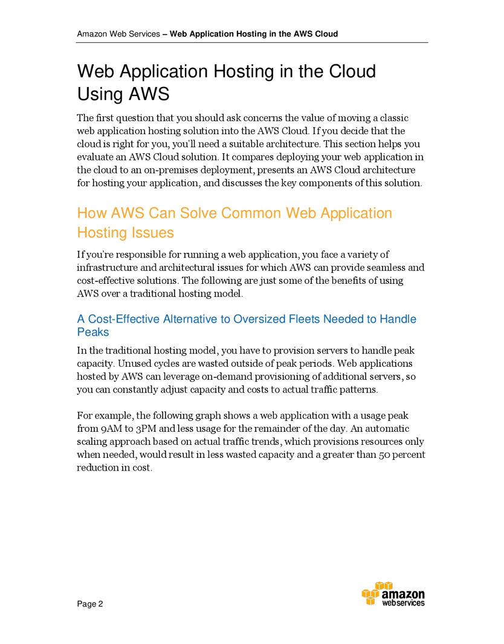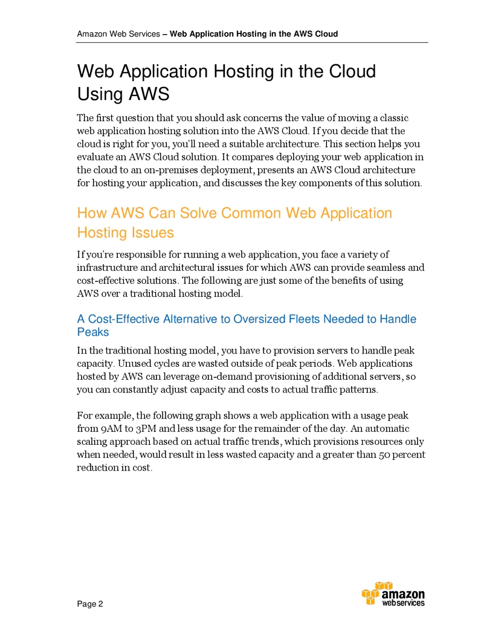Web application hosting in the cloud using AWS. The first question that you should ask concerns the value of moving a classic web application hosting solution into the AWS cloud. If you decide that the cloud is right for you, you'll need a suitable architecture. This section helps you evaluate an AWS cloud solution. It compares deploying your web application in the cloud to an on-premises deployment, presents an AWS cloud architecture for hosting your application, and discusses the key components of this solution.